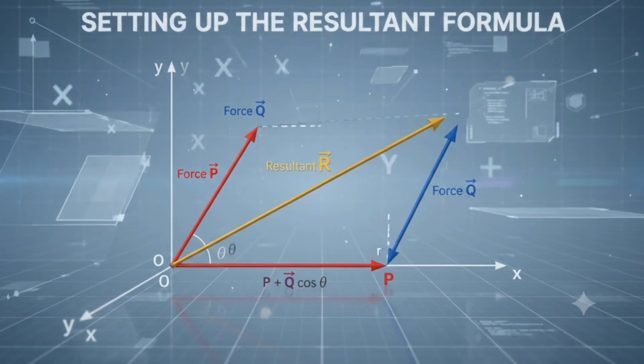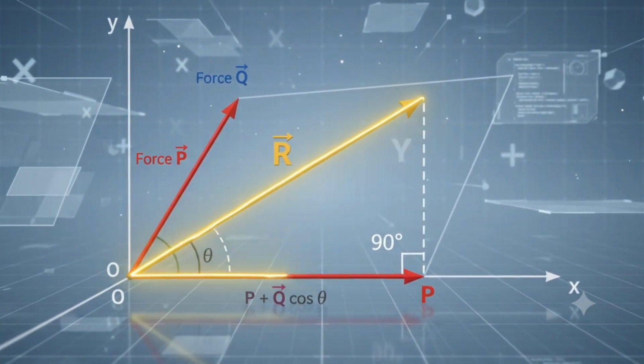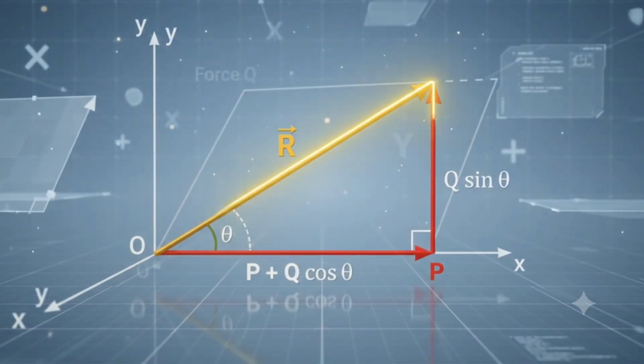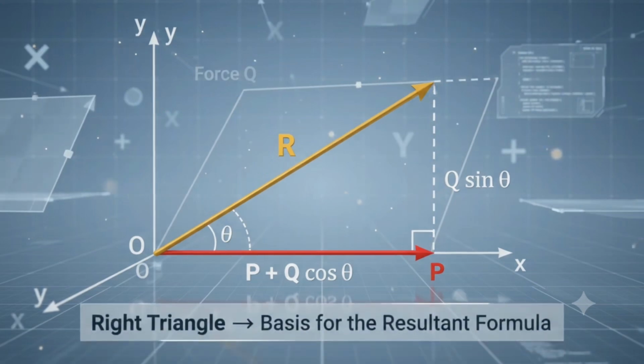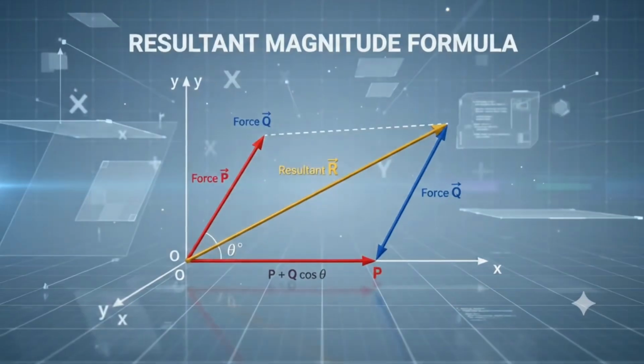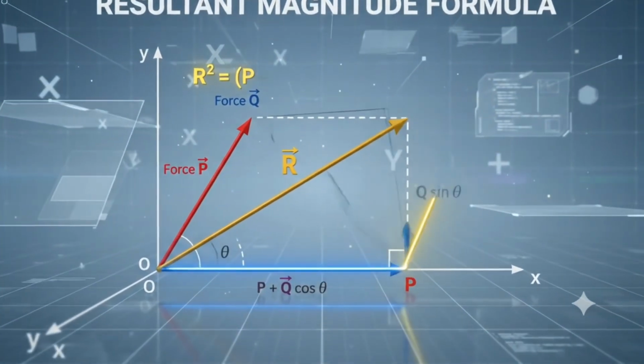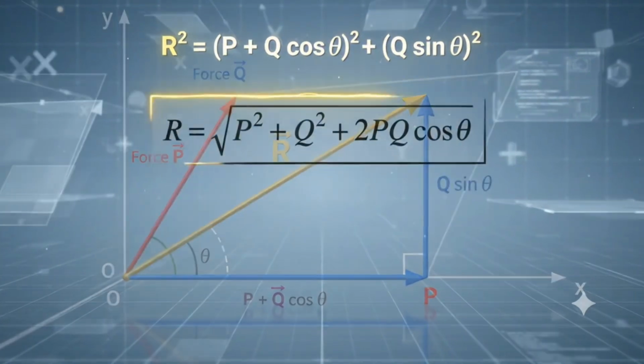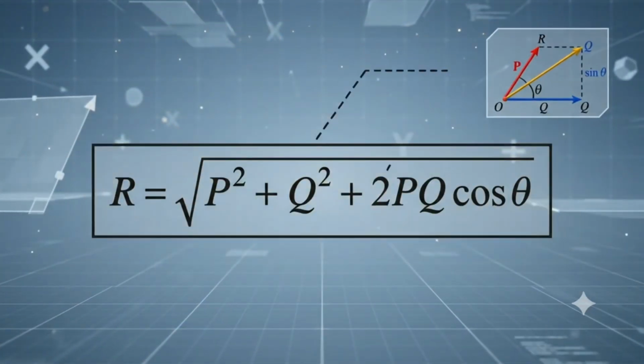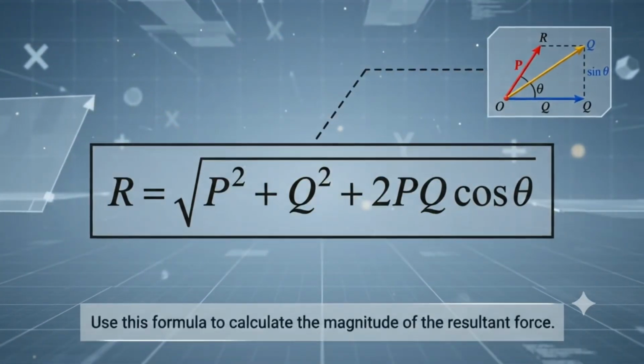To calculate the resultant, draw a perpendicular from the tip of the resultant to form a right triangle. This triangle provides the basis for deriving the resultant formula. Using the right triangle and trigonometry, we obtain the magnitude of the resultant force. The formula is R equals the square root of P squared plus Q squared plus 2PQ cosine theta.